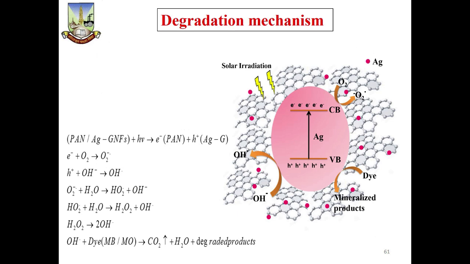This is the degradation mechanism, where the band gap between the conduction band and valence band seems to be very appreciable, and mineralized product formation is taking place. This is the complete mechanism. Solar irradiation happens, and because of the presence of silver grafted nanoparticles, the degradation rate is very impressive, with electron hole pair formation and a change in the band gap of that particular system.